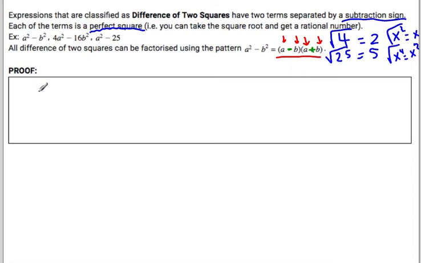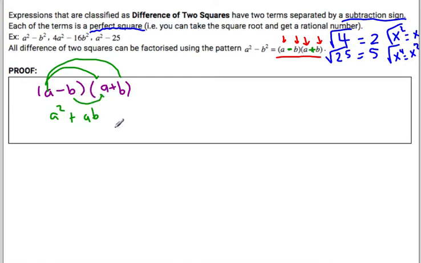But I'll show you why that's the case. If I work backwards here, and I have our factored form, a minus b times a plus b, I want to FOIL that out to check my work and make sure that I get my original expression. So if I FOIL, I've got a multiplied by a, which gives me a squared. I've got a multiplied by b, which gives me positive ab. In the middle, I've got negative b multiplied by a, which gives me negative ba, or we would probably write it in alphabetical order, negative ab. And then finally, I've got negative b multiplied by b, which gives me negative b squared.